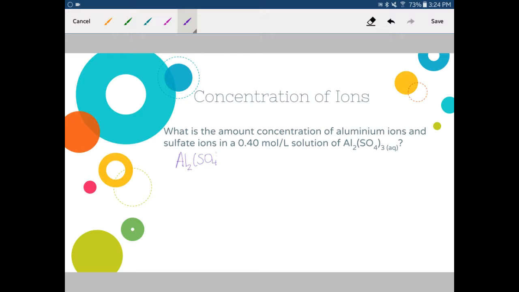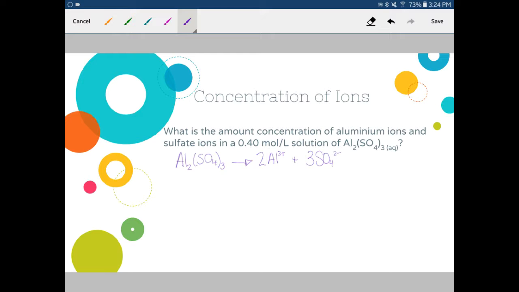So aluminum sulfate dissociates into aluminum, and I have 2 aluminums, and they're aluminum ions, so they have a 3 positive charge. And I have 3 sulfates with a 2 negative charge. Again, I need to make sure that my charges balance out and cancel out, so I have 2 times 3 positive and 3 times 2 negative, which cancel out to 0.